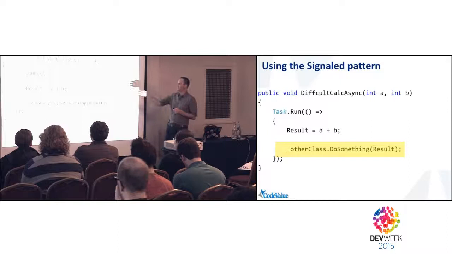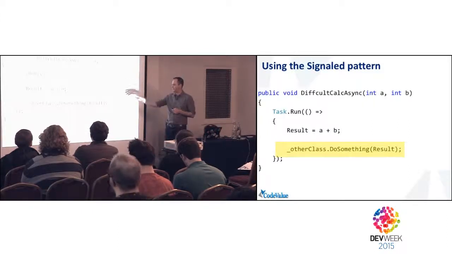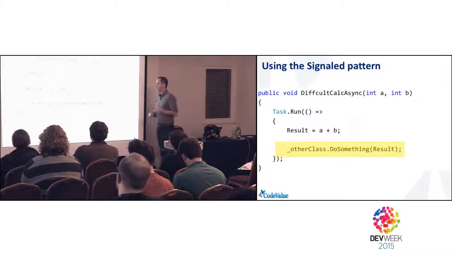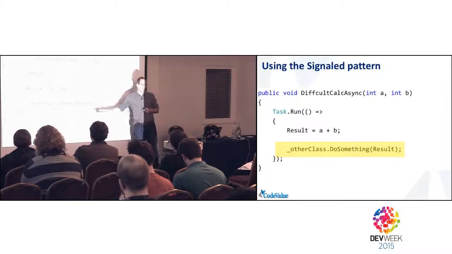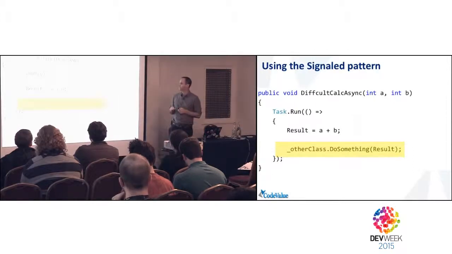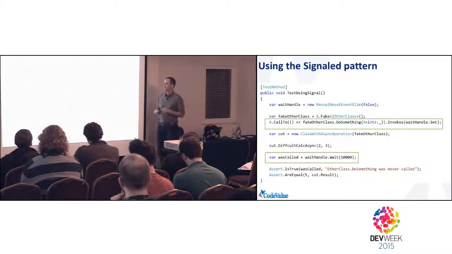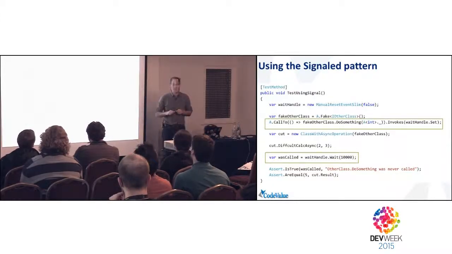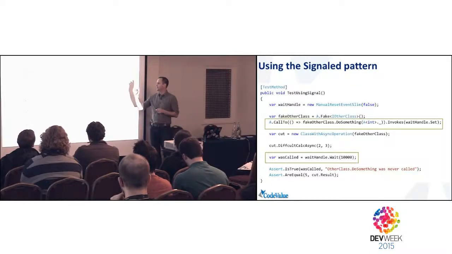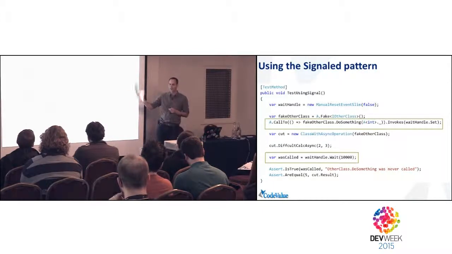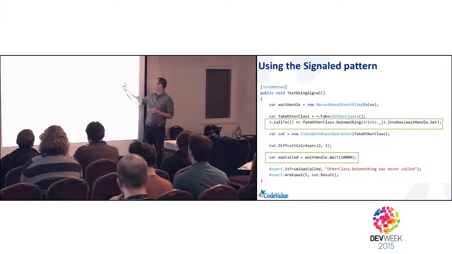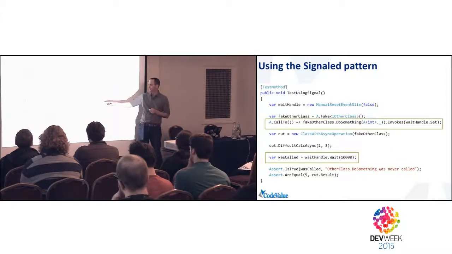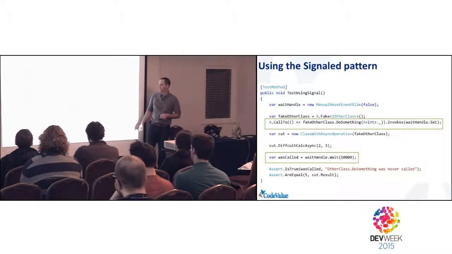Essentially, if I have this very difficult calculation, A plus B, and then I do something with it, there's another class here that calls a method, and I can hook up to that method using fake objects. So essentially, what happens here, let's see, yep. I create a fake other class. I'm allowed to. And I say when that method is called, which I know happens after the calculation, which I'm interested in seeing, invoke wait handle set.